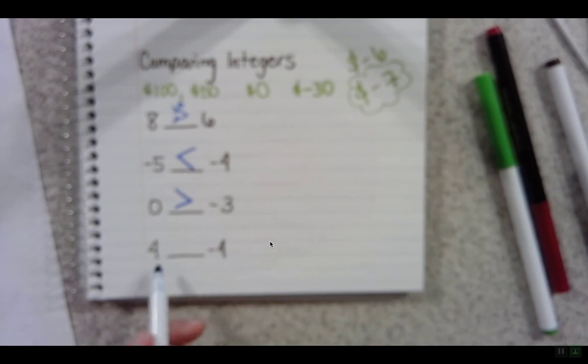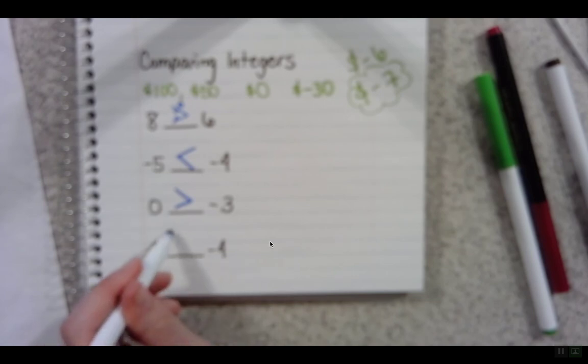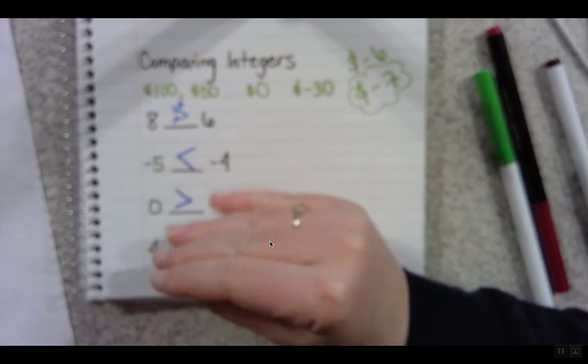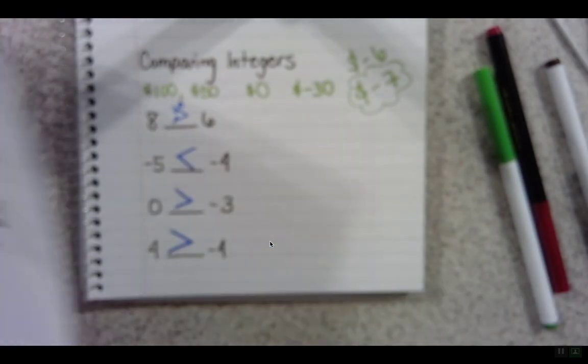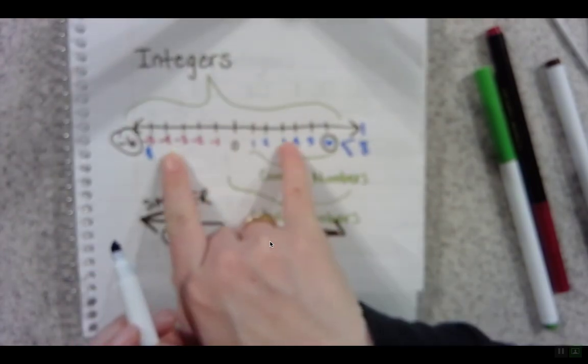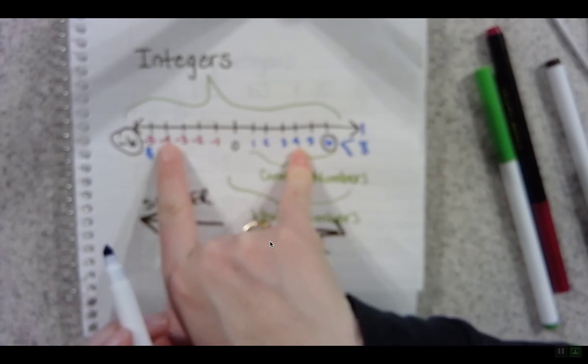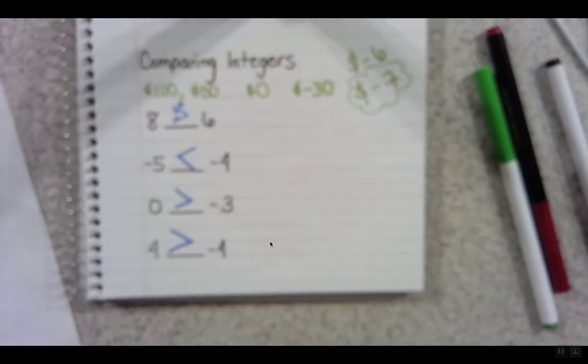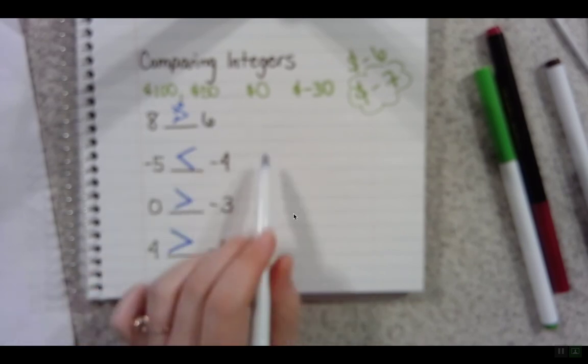All right, and lastly, comparing 4 and negative 4. Which is the better scenario money-wise? To have positive $4 is the better scenario, so the inequality monster would eat the better scenario, or again, you can always refer to your number line. Negative 4 is further to the left than positive 4. On your worksheet today, you'll be looking at integers and doing comparison problems like the ones we just did.